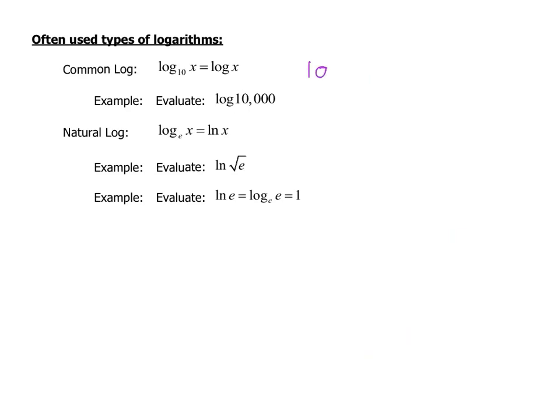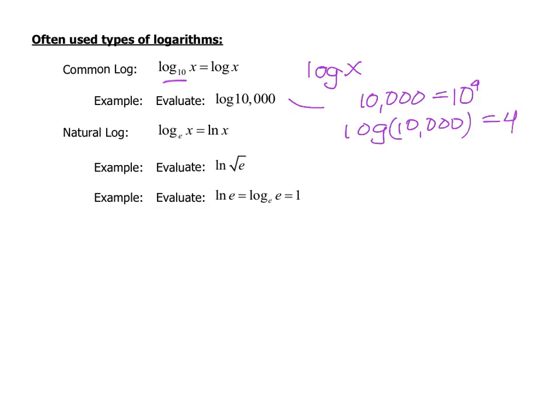Oftentimes you'll see just plain log of a number, like log x, and this is what the log on your calculator is. That means log base 10. So if I were trying to figure out what log of 10,000 is, well, 10,000 is 10 to the 4th. So log of 10,000 is going to be just 4. Notice that the base was dropped. There's no log base 10 there. So if there's no base, it's a common log, and you can assume the base is really 10.